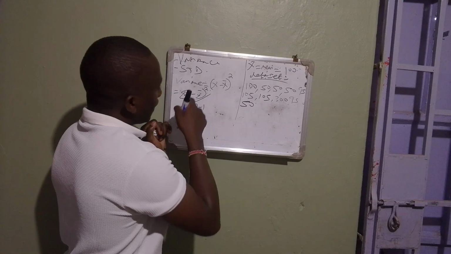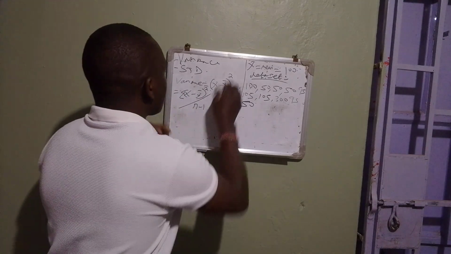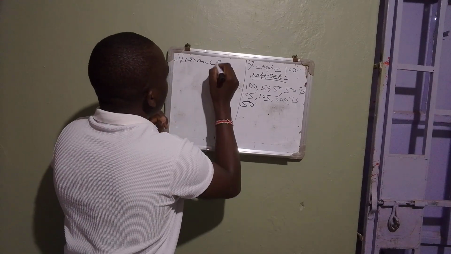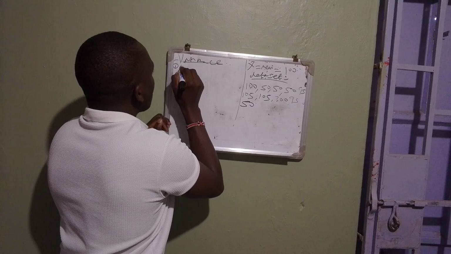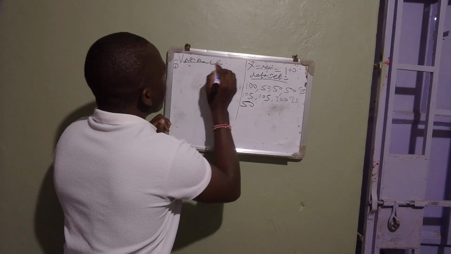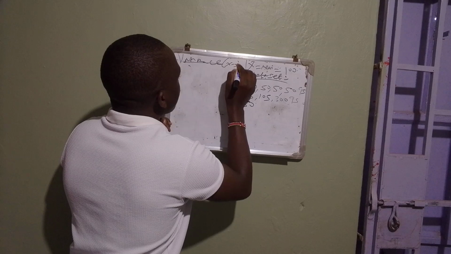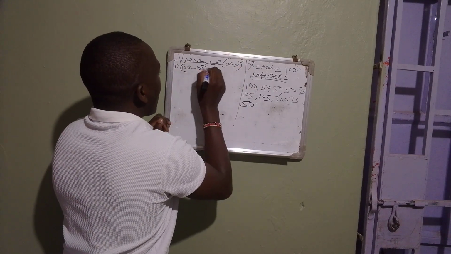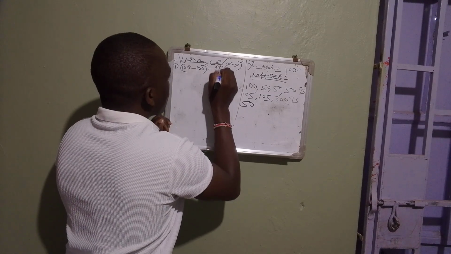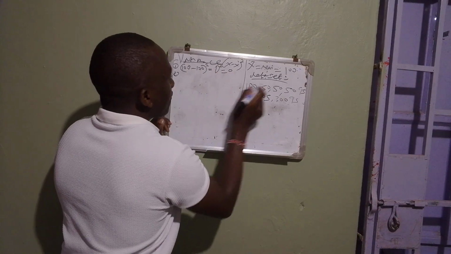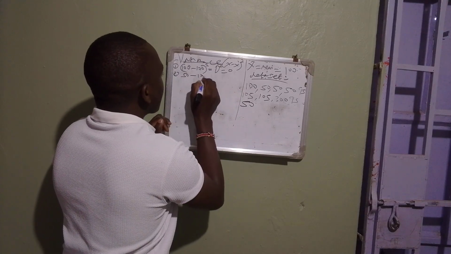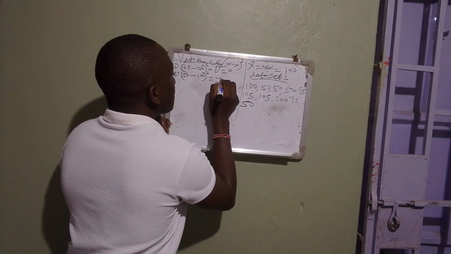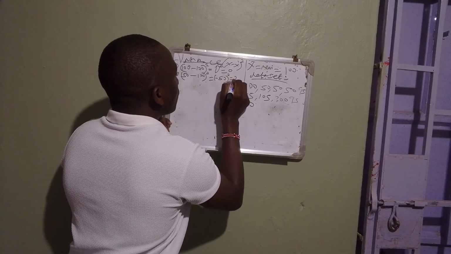Now let us calculate this together. The first value will be 100. Remember, we're using this formula, x minus x bar, then we square it. The first one is 100 minus 100, which is 0, and 0 squared is equal to 0. Number 2, we have 50, so it will be 50 minus 100, which is minus 50. When you square it, we get 2500.